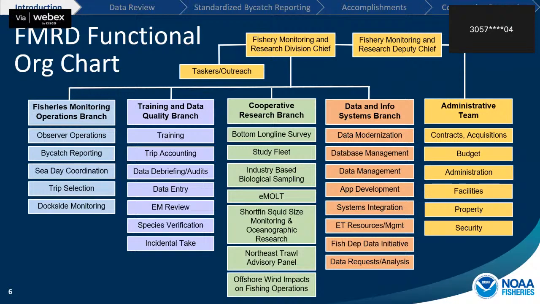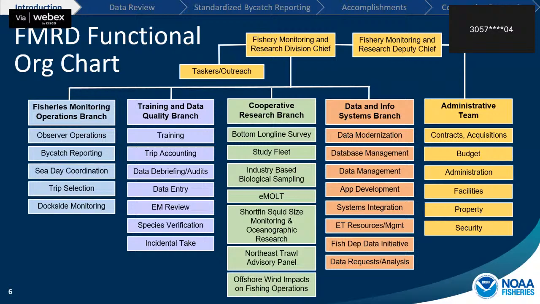The training and data quality branch I touched upon before. This is where our debriefers fall. All of our training components fall into that branch. Trip accounting, data entry, auditing, our electronic monitoring review, and our species verification and incidental takes.